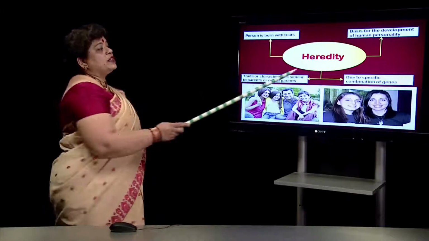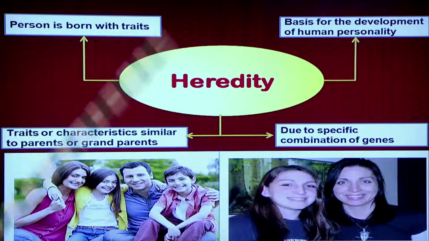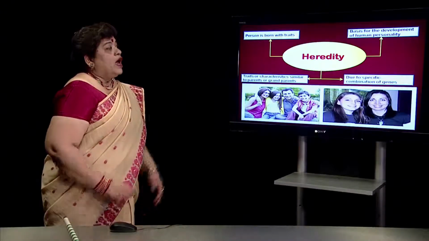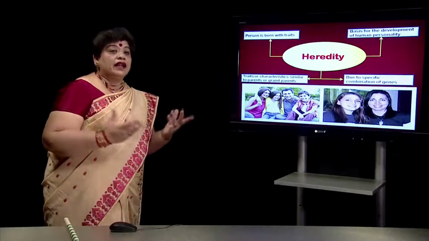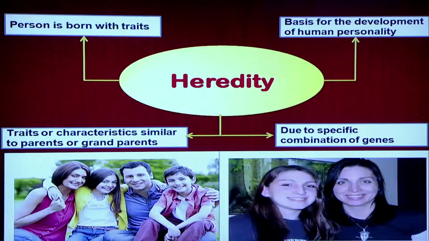Next important feature is heredity. When we say heredity, the person is born with traits that he or she adopts from his parents. It is very important for us to understand that when a child is born, very often we see that hair color is same, eye color is same, skin color is same and resembling that of the parents, because the child has adopted some traits from the parents.